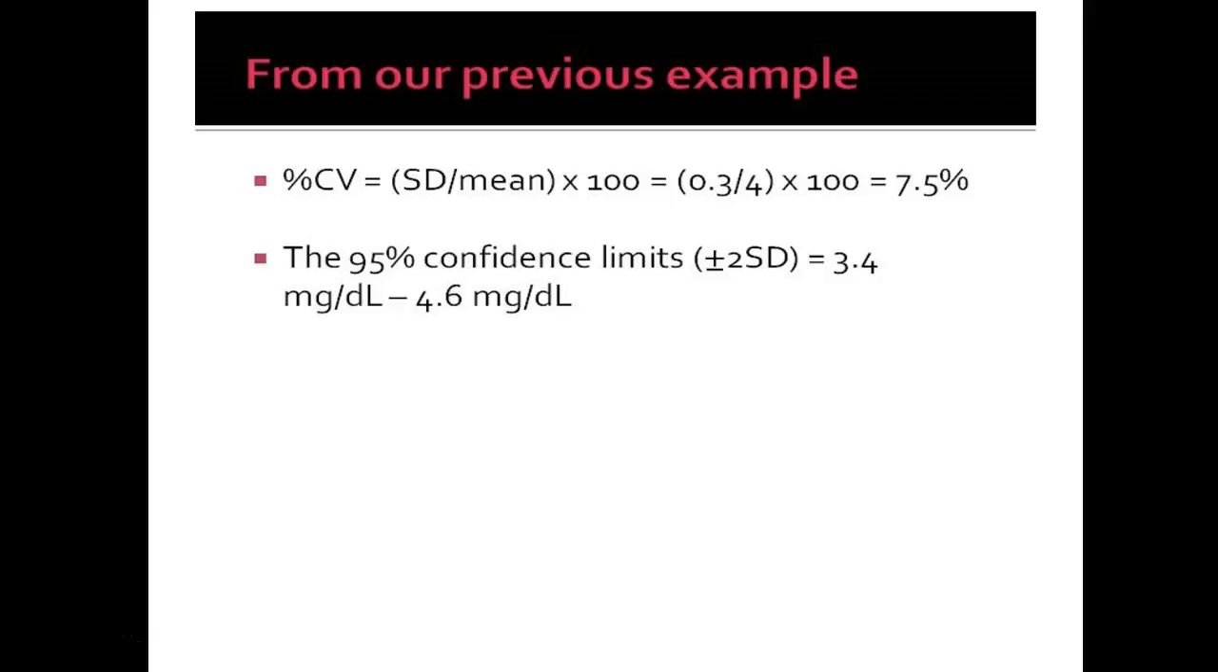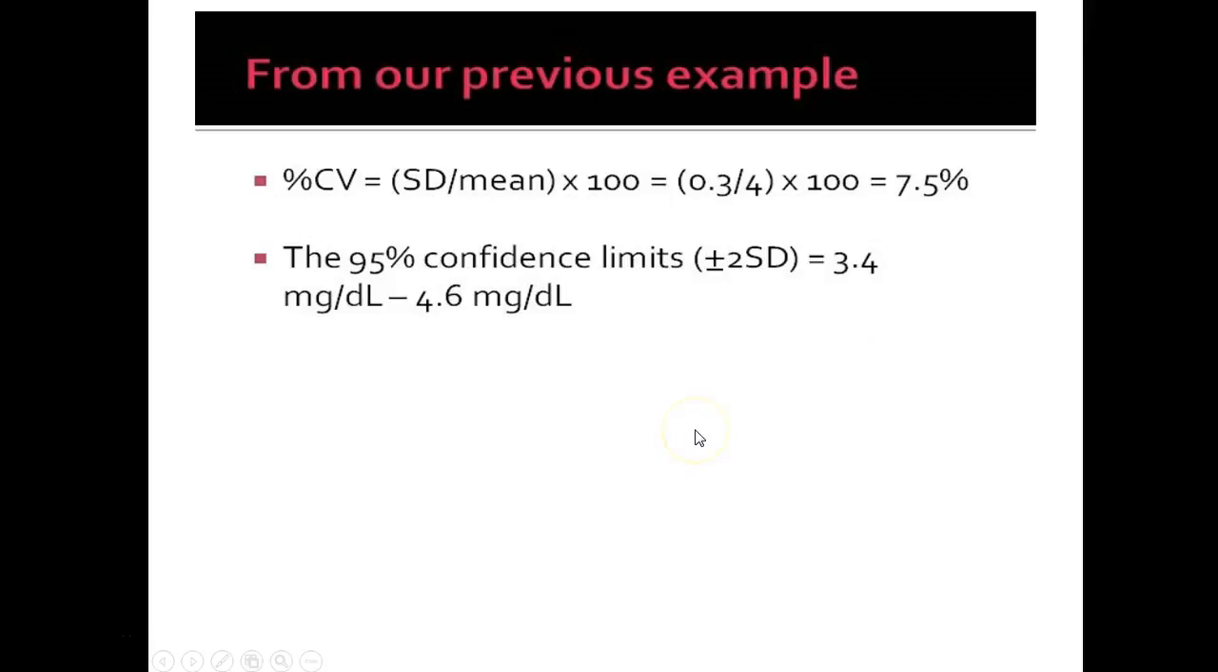So here's what we would get with our previous example. Our standard deviation was 0.3. We divide by 4, and then we multiply by 100. The precision of this is 7.5%. This is good because remember, we want to be less than 10.